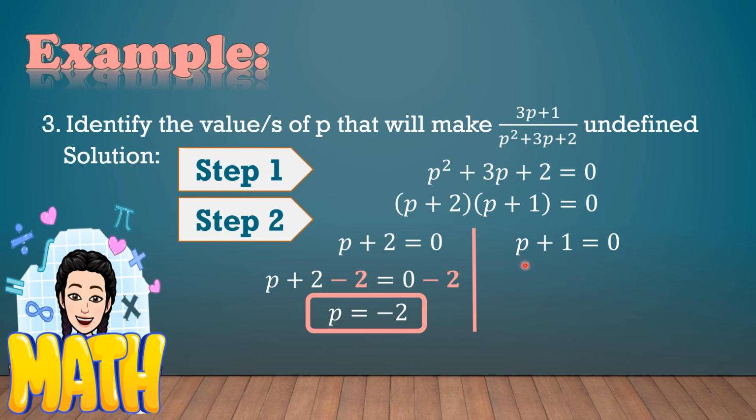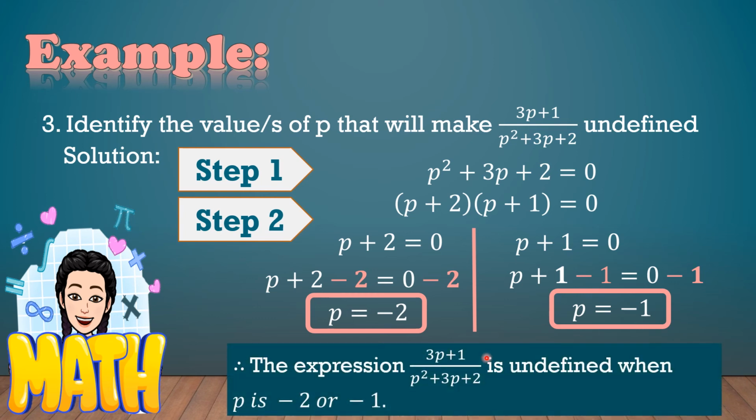Dito naman sa side na to, magma-minus tayo ng 1 para ma-eliminate tong 1 dito. So, p plus 1 minus 1 is equal to 0 minus 1. Then, 1 minus 1 is 0, kaya matitira na lang ang p, and 0 minus 1 is equal to negative 1. Therefore, the expression 3p plus 1 over p squared plus 3p plus 2 is undefined when p is negative 2 or negative 1.